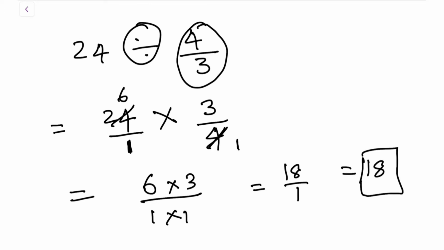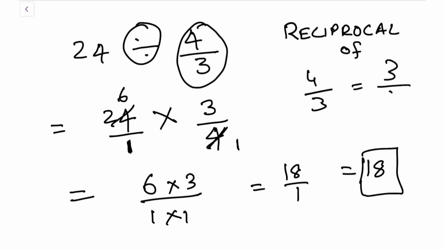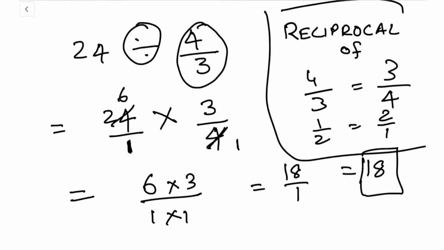Right? Remember the reciprocal, we have learned this earlier. Reciprocal of 4 by 3 is 3 by 4. Reciprocal of 1 by 2 is 2 by 1. Okay? That is how we changed 4 by 3 into 3 by 4. So the first step is to change division into multiplication, and the second step is to write the reciprocal. Once you do that, you can do the regular multiplication of fractions.